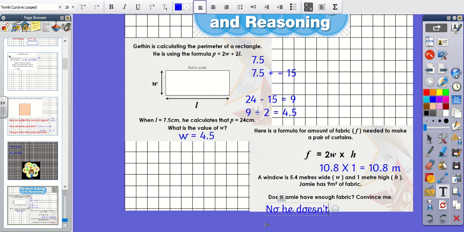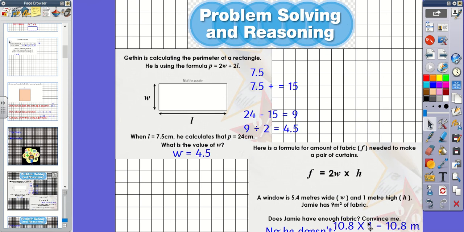And your working out would be this part here, where you've just shown that he hasn't got enough because you have used the numbers and matched that with the formula and then created 10.8 as your answer. So he does not have enough. He is short. So his curtains will not fit.